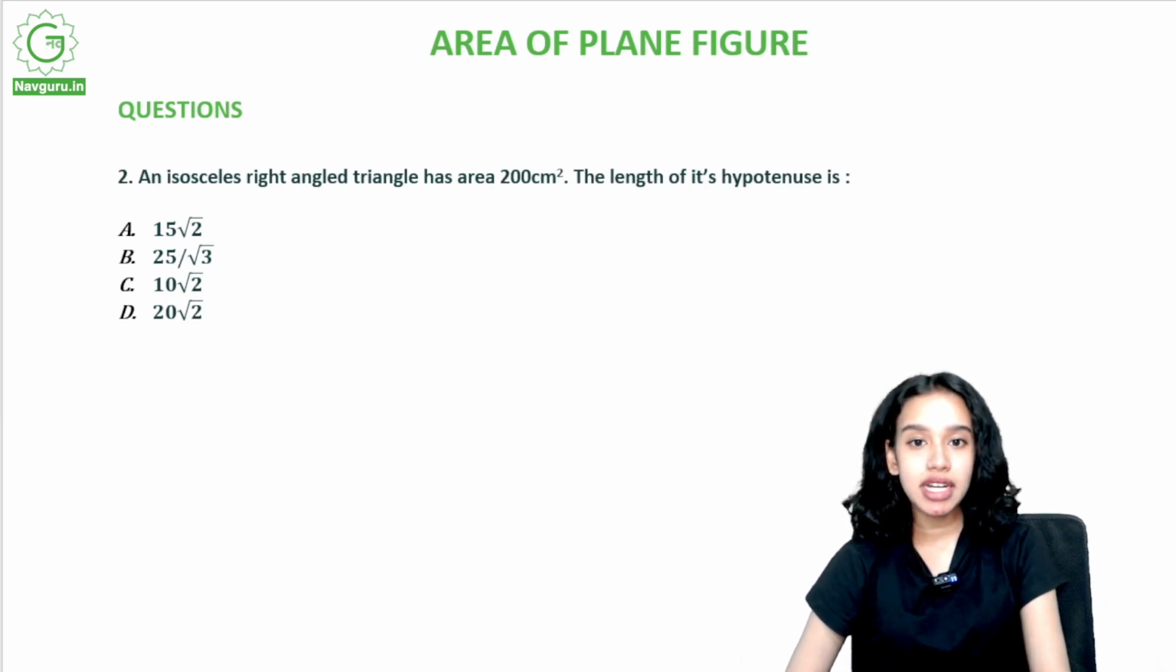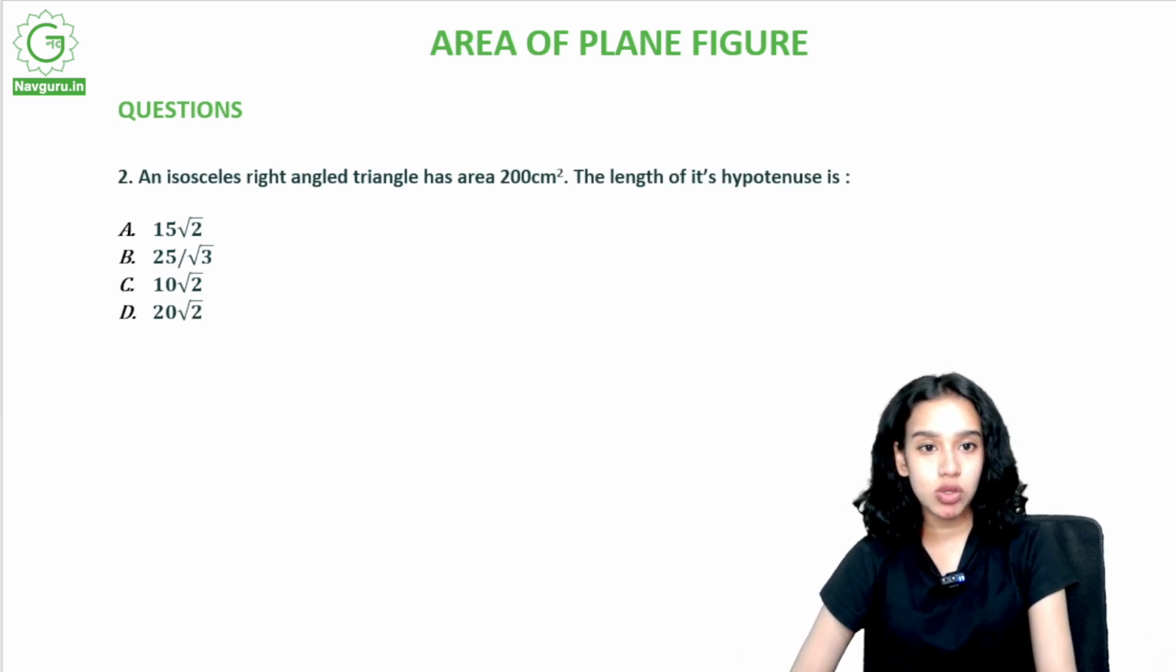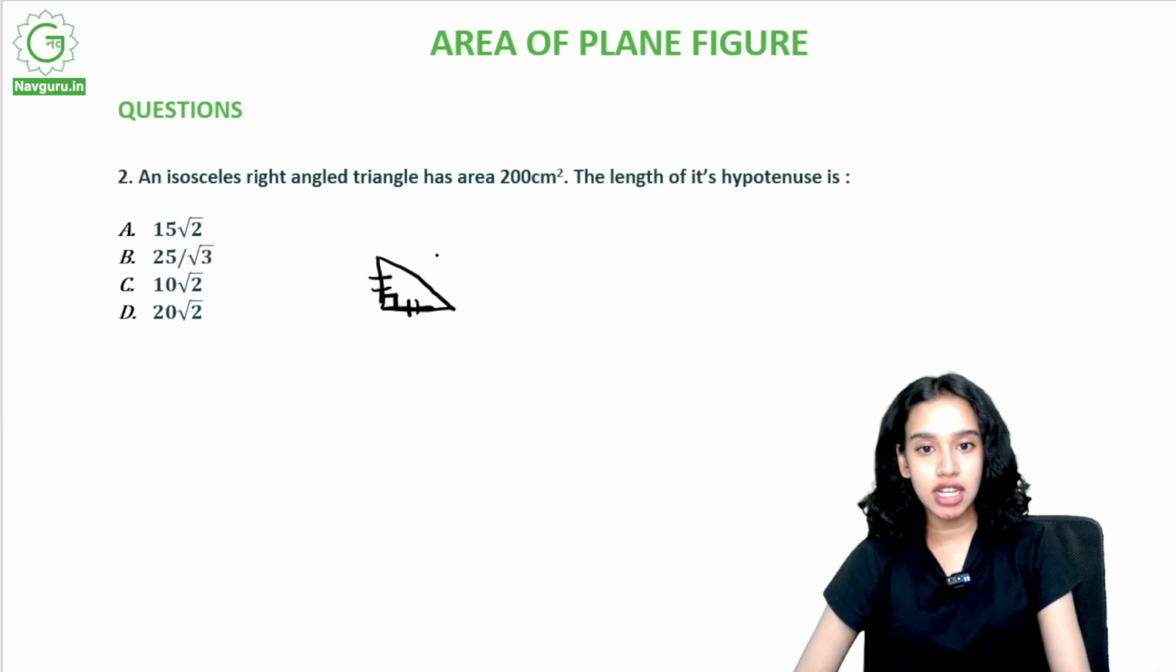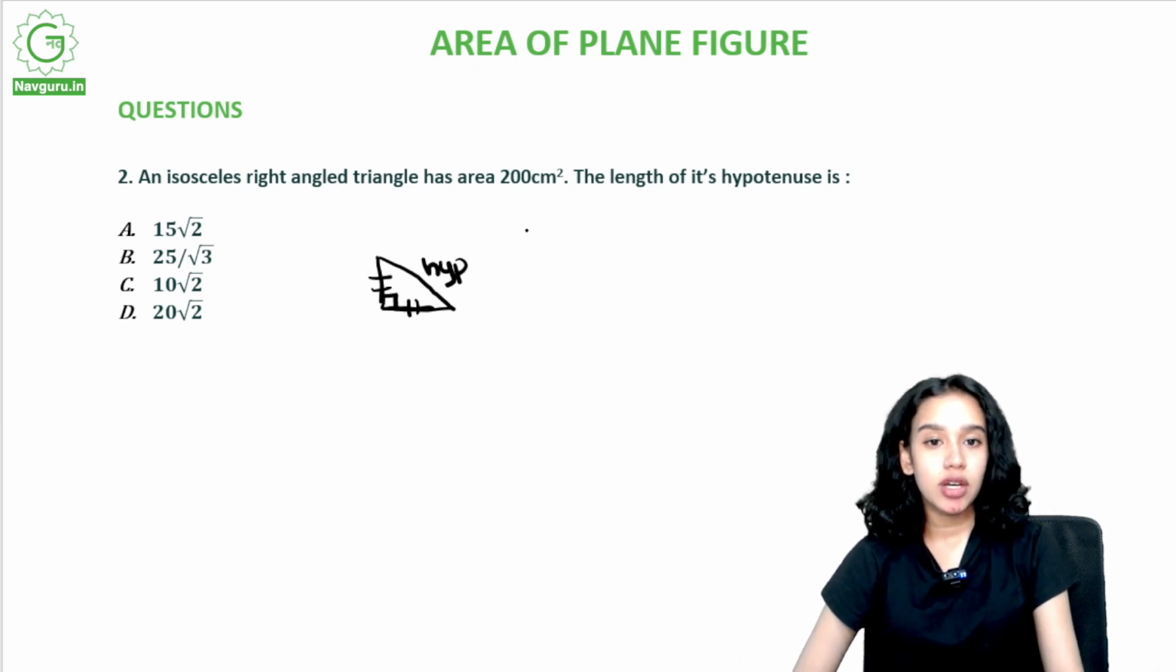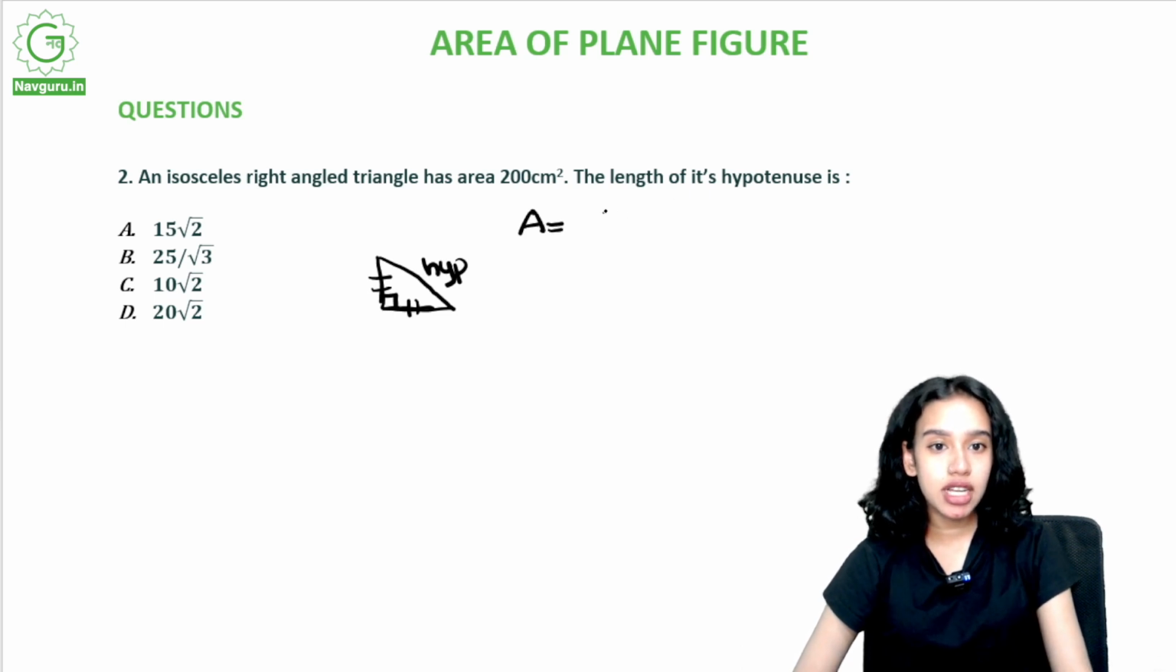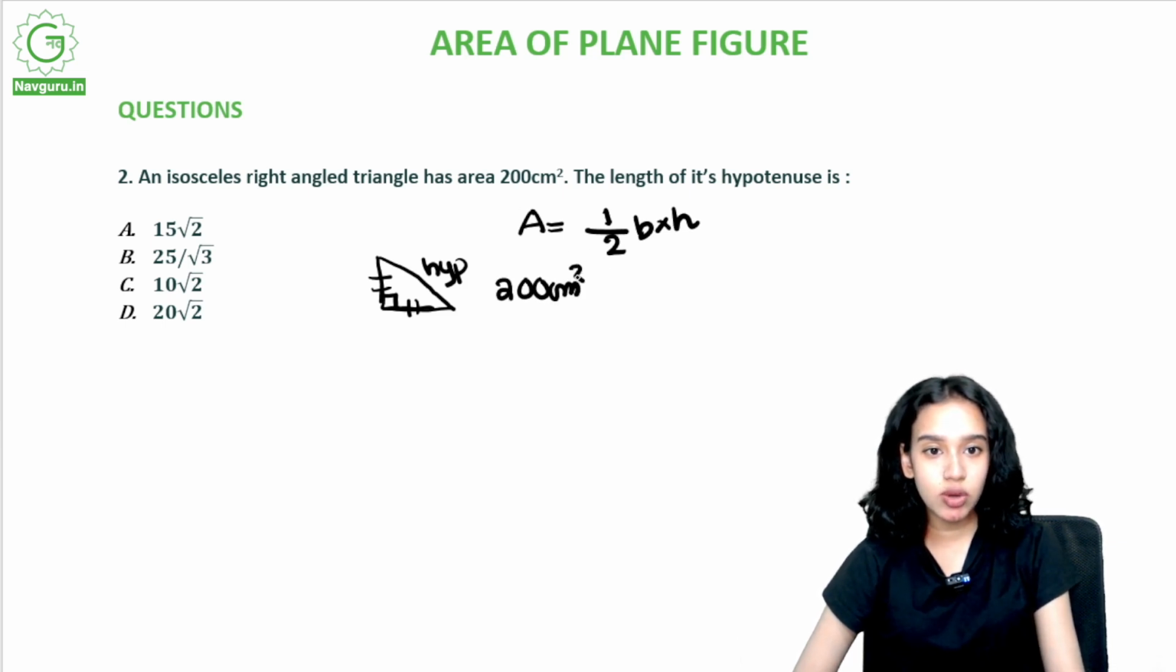Now, an isosceles right triangle has an area 200 centimeter square. The length of its hypotenuse is. So, we have an isosceles right triangle, isosceles and right. So, we have this side equal to this side. This is a right triangle and this is the hypotenuse. Now, what is the area of a triangle? Area of a triangle is equal to half into base into height, right? So, here it is given 200 centimeter square is the area, and the base and the height, right? Both are equal because other than the hypotenuse, both are equal.